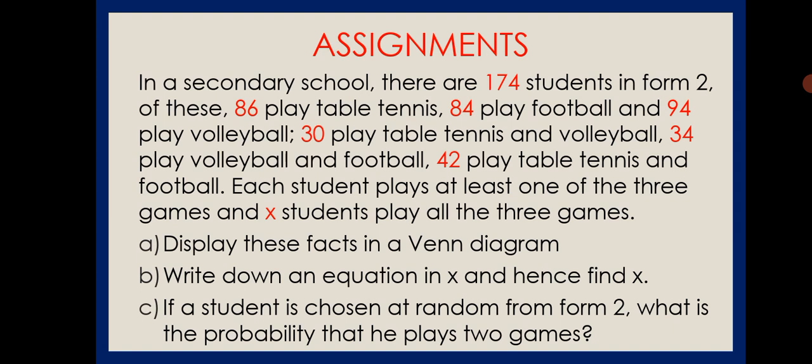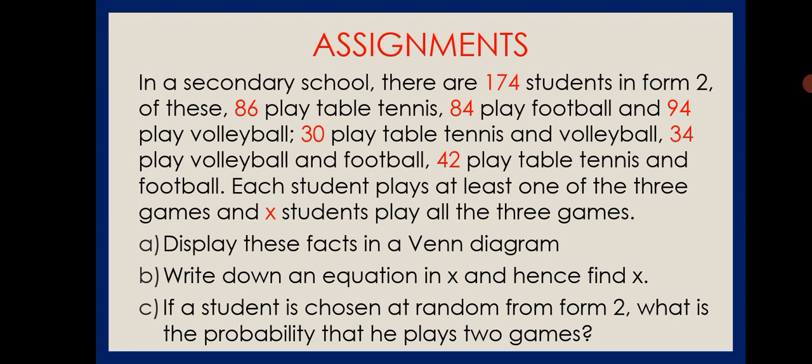In a secondary school, there are 174 students in Form 2. Of these, 86 play table tennis, 84 play football, and 94 play volleyball. 30 play table tennis and volleyball. 34 play volleyball and football. 42 play table tennis and football. Each student plays at least one of the 3 games, and x students play all the 3 games.